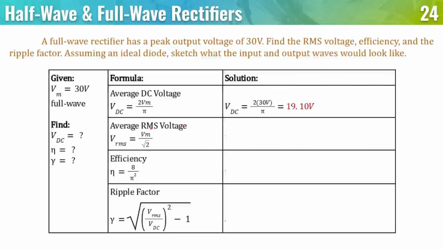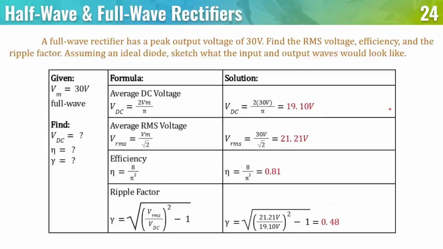The average RMS voltage, since root mean square, we have the square root of 2 in the denominator. So Vm over square root of 2 is going to be 21.21 volts. Lastly, for the efficiency, it's going to be 8 over pi squared because it's a constant. And for the ripple factor, we get the square of this over the square of this. And then whatever that result is, subtract by 1 and then put it inside the square root. So that's going to lead to 0.48. So this should, in theory, always be around the same answers, like the ones shown on the formula page.